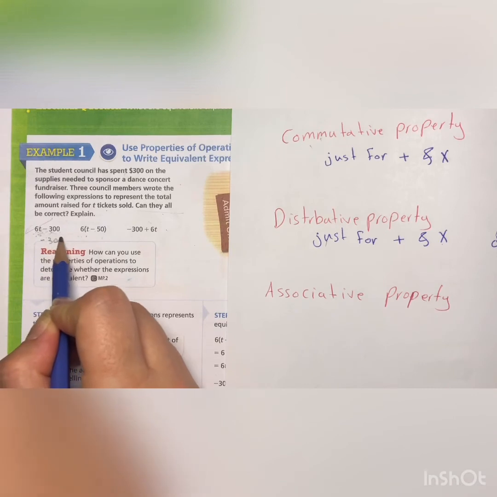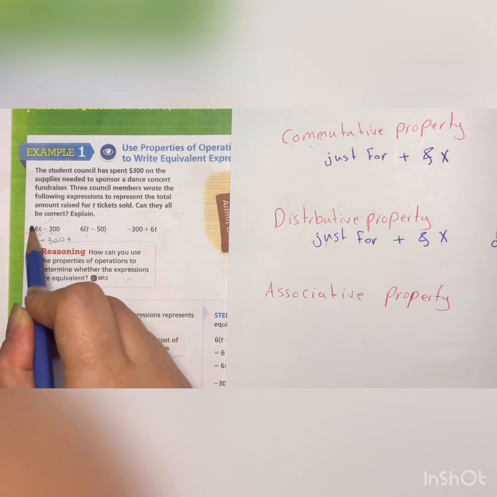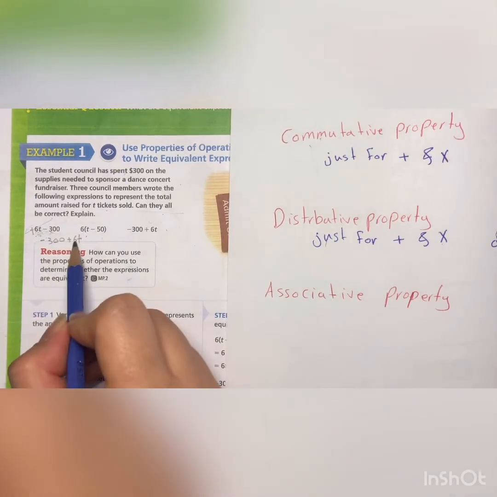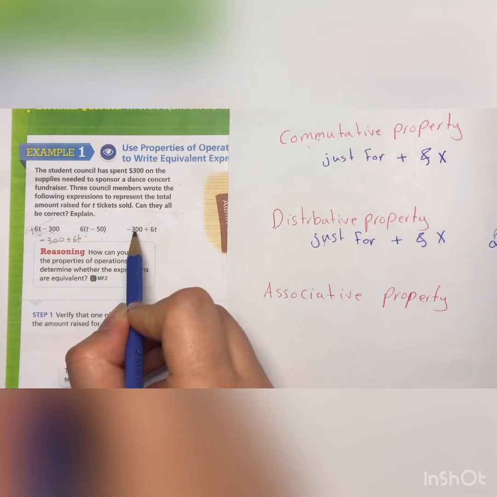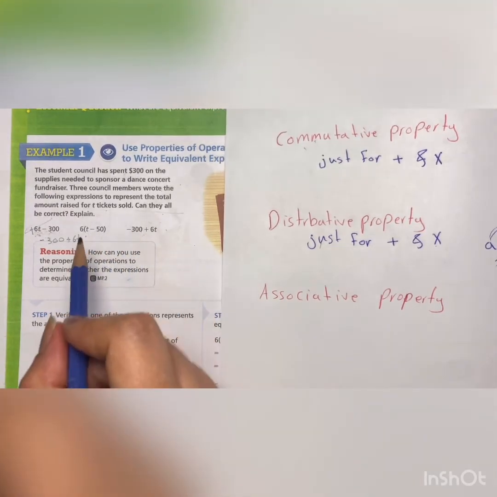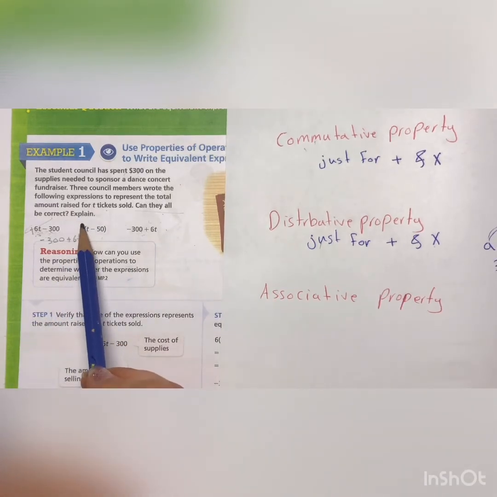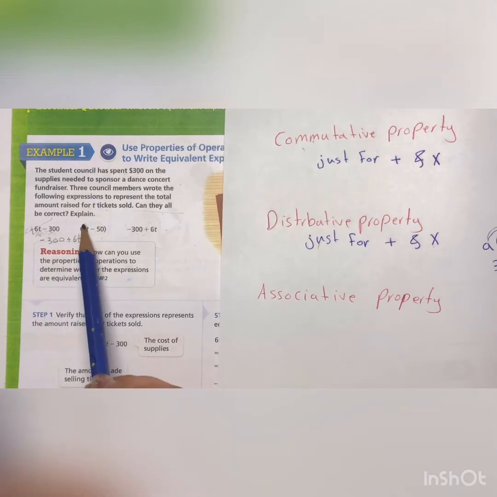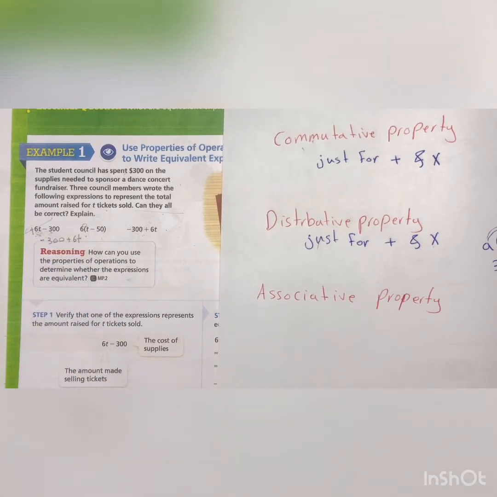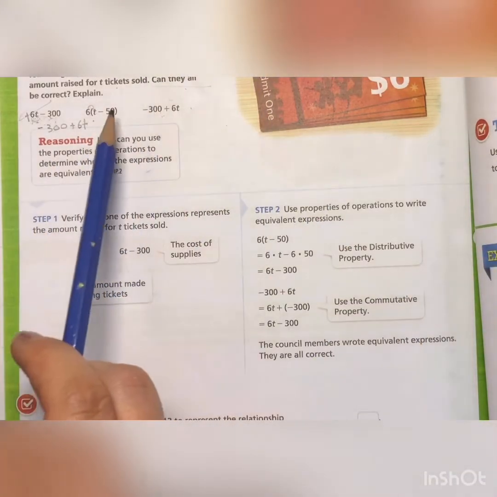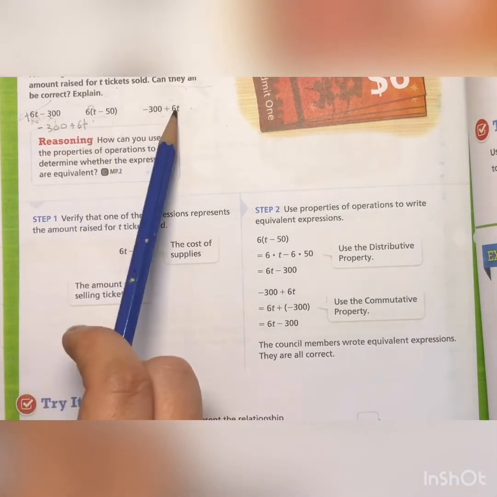If I change the places in this equation, I have negative $300 plus 60T. Okay, that means it's true because this one is the commutative property. That's the commutative property. And for this one, if I use it, 6 times T equals 6T and 6 times 15 equals 90.